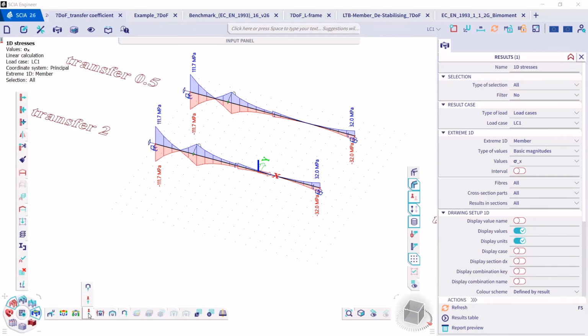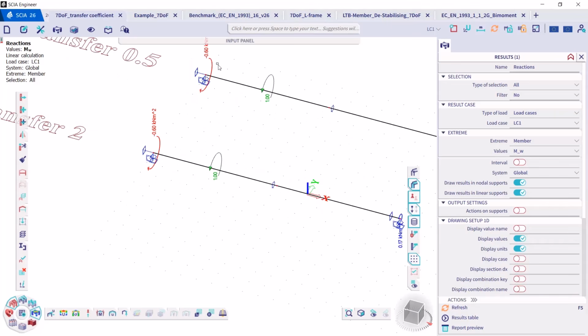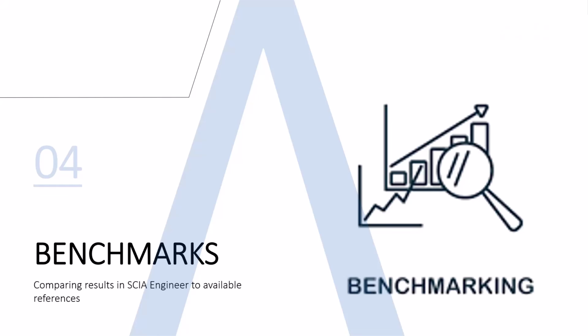And the last option that we can have a look at is the reaction of the nodal supports, where we have now a new component, MW, and this value is, of course, equal to minus 0.6 in here, similar to the value of M omega in the beam itself. So now let's get back to the presentation and talk a bit about the benchmarks that have been done.